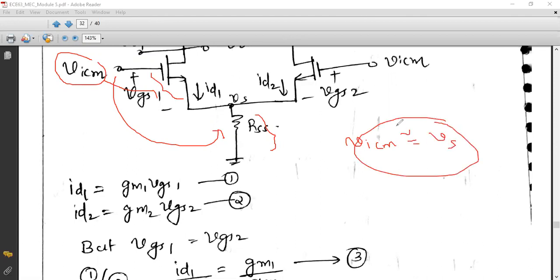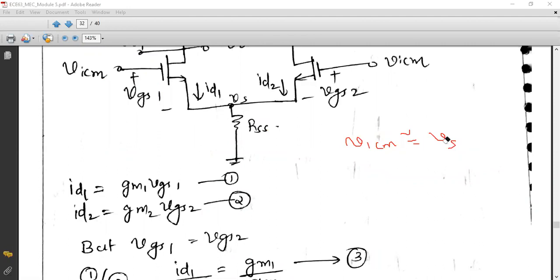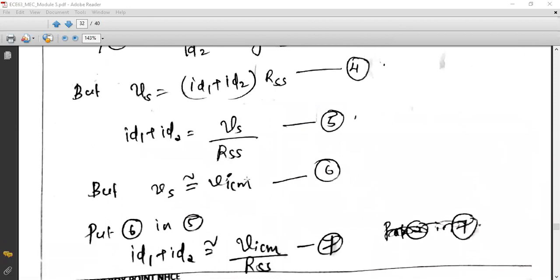Why is this assumption valid? Because the junction voltage across gate and source can be treated as very small in value. Therefore, the input voltage will come across RSS. So you can write VICM is equal to VS. VS is approximately equal to VICM, equation number 6.